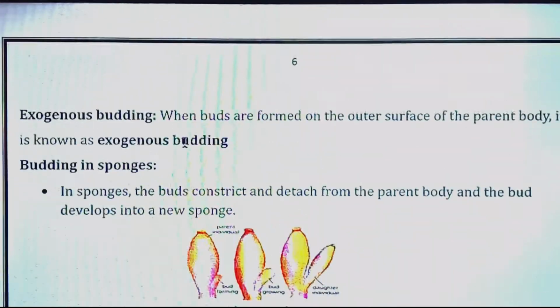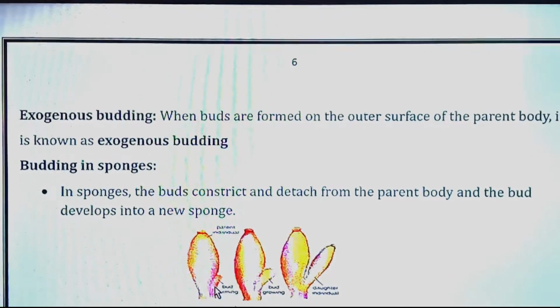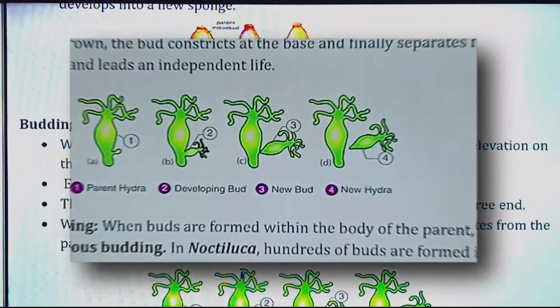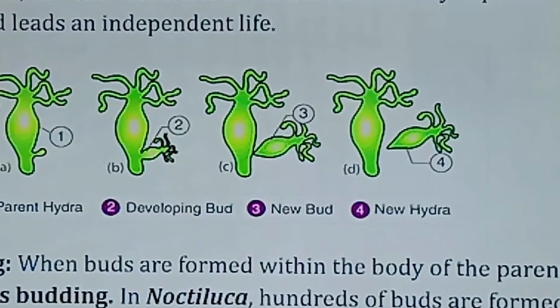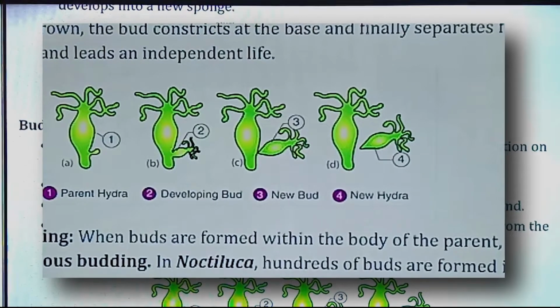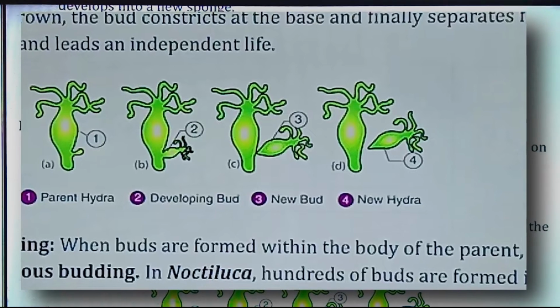In budding in sponges, the buds will grow from the parent sponge and detach themselves from the parent body, and they will develop into a new sponge. In the same way in budding in hydra, when the hydra gets plenty of food, the ectodermal cells will increase in size. You can see the ectodermal cells increasing in size and forming a small elevation on the body surface.